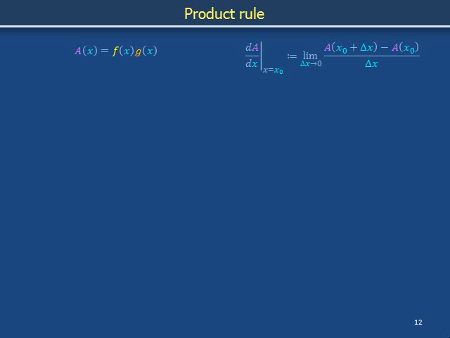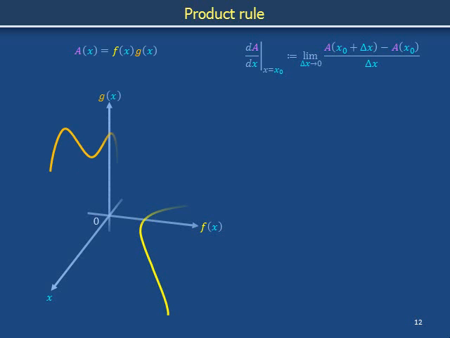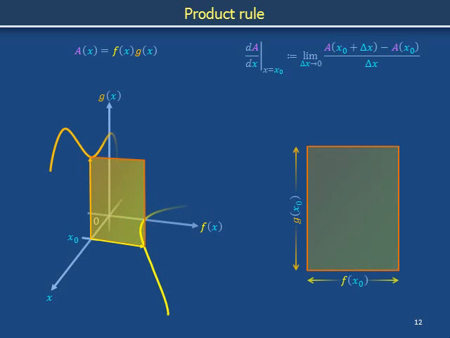We plot f(x) versus x in the horizontal plane. The x-axis points toward the viewer, and the f(x) or y-axis points to the right, slightly toward the viewer. We plot g(x) versus x in a vertical plane. At x equals x naught, the values of g(x naught) and f(x naught) are the lengths of the edges of a rectangle whose area is A(x naught).